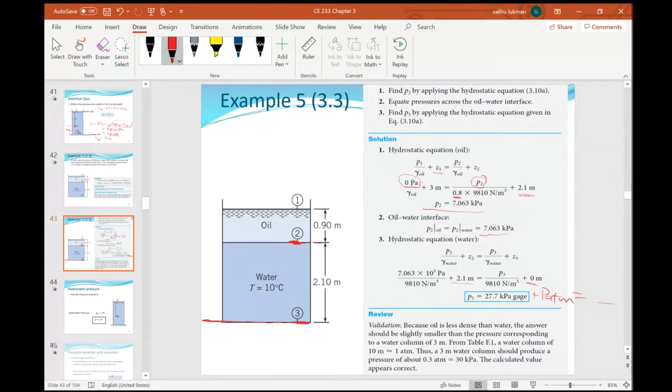Because a 3 meter water column should produce a pressure of about 30 kilopascal, whereas this one produces a pressure of 27.7 because of the presence of the oil, which is less dense than water. You may have another oil that is denser than water, like crude oil. That one is denser than water.